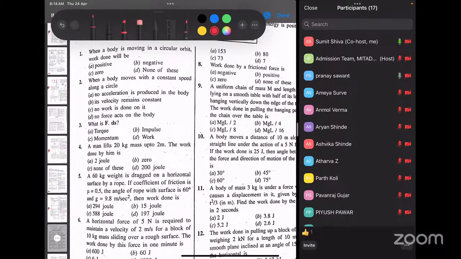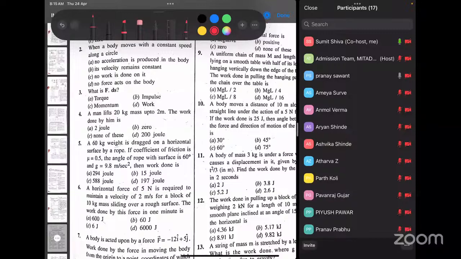Okay, what will be the answer for the third question? Option D, sir. Third question is, what is F dot ds? F dot ds is work done. In this question, F is dark, ds is also dark. Dark letters represent vectors in physics. So force vector dot displacement vector is work. Answer will be work.